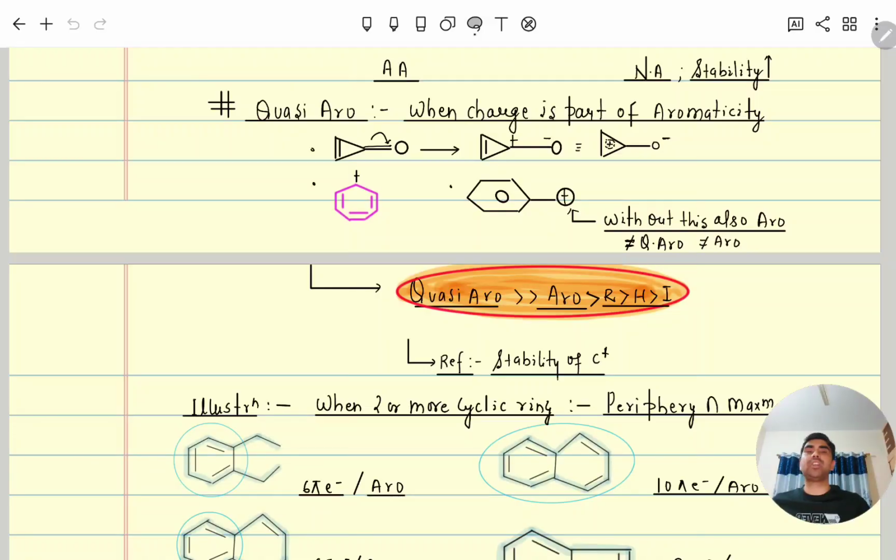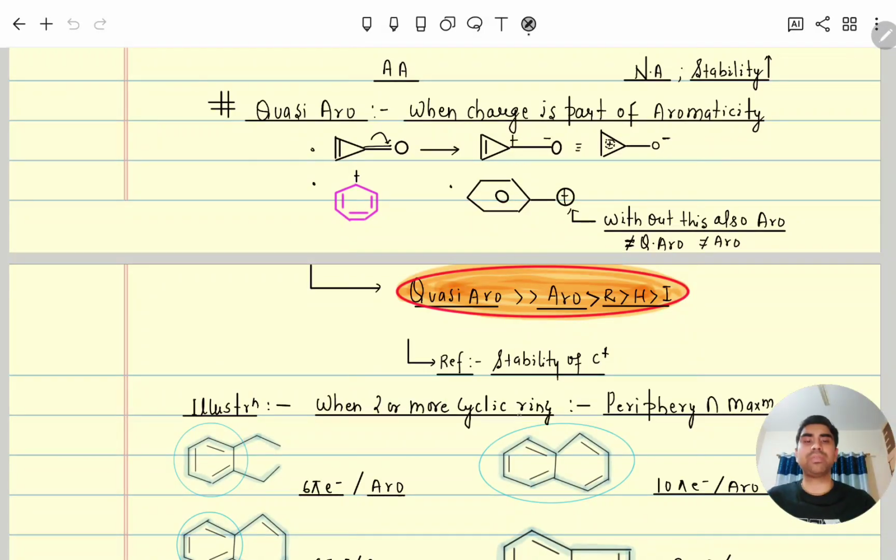Clear? So once again, the stability of charge-containing systems we define first by sigma resonance in the cyclopropylmethyl cation, next quasi-aromatic. Then aromaticity, where aromatic is more stable than non-aromatic, and non-aromatic is more stable than anti-aromatic. After that we define by resonance, hyperconjugation and inductive effect. So this is the order: quasi, then aromatic, then resonance, hyperconjugation and inductive. Before quasi you can also add sigma resonance.